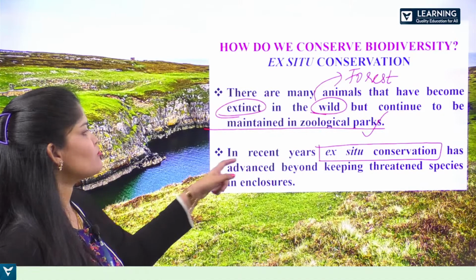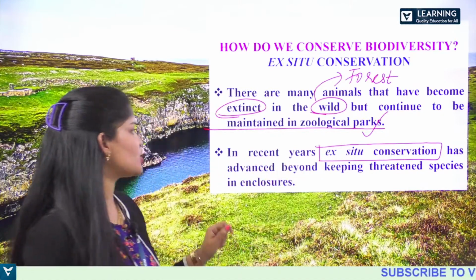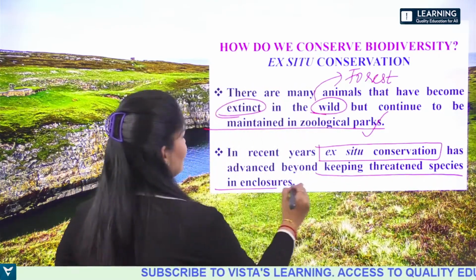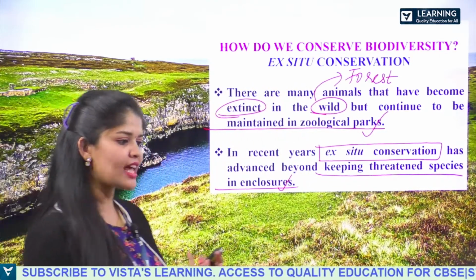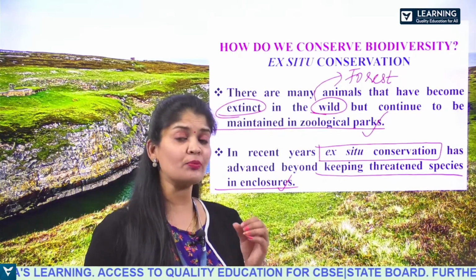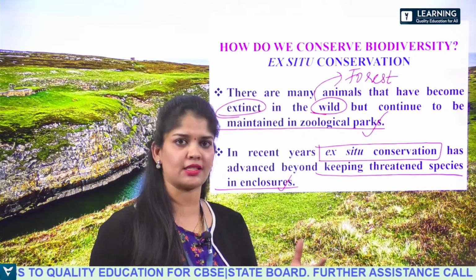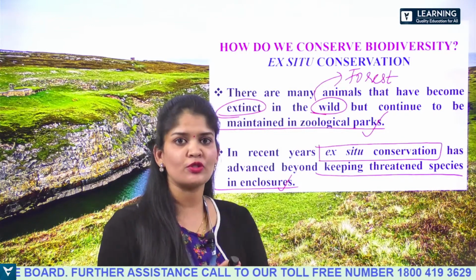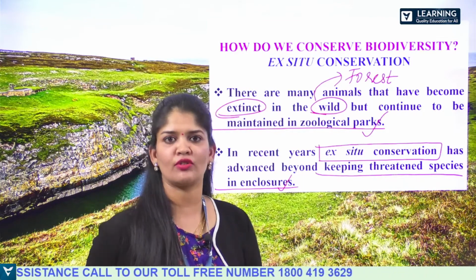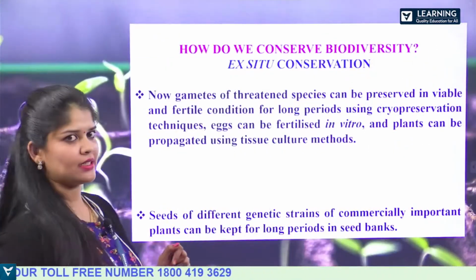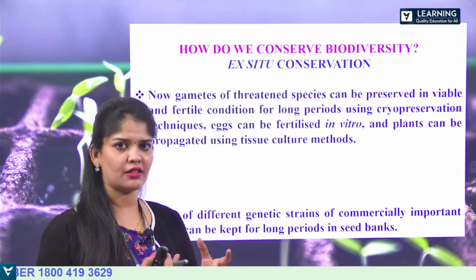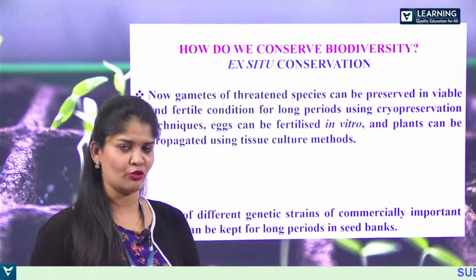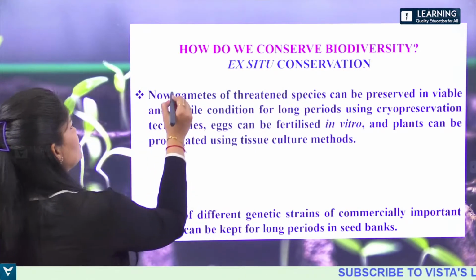Now, in recent years, ex situ conservation has advanced beyond keeping threatened species in enclosures. The approaches have been adapted in such a way that they preserve the gametes, the eggs of the extinct or endangered species, so that they can be conserved for the next generation also. That means, beyond the measures already taken by ex situ conservation, the example is now gametes.